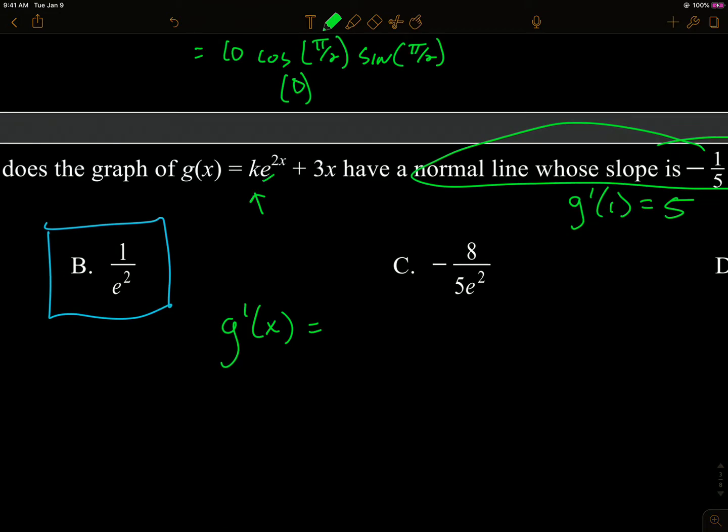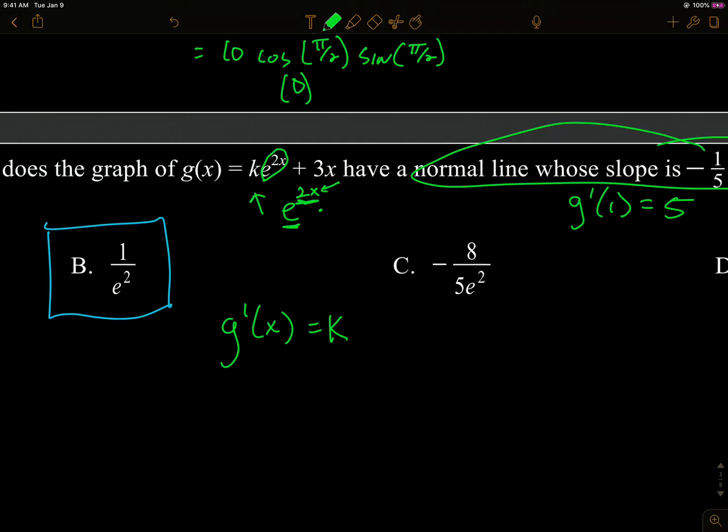So I've got an exponential. The k just comes along for the ride. The derivative of e to the 2x is itself. Again, it's an exponential because the x is in the exponent. Stay away from the power rule here when x is in the exponent. The derivative of an exponential is itself, meaning recopy the base and recopy the exponent.